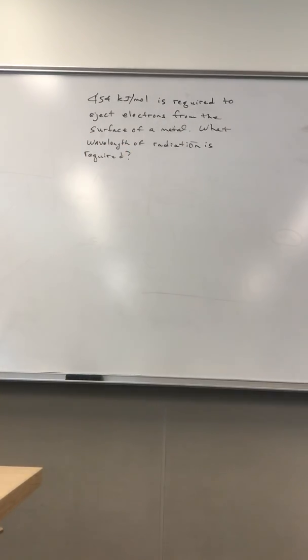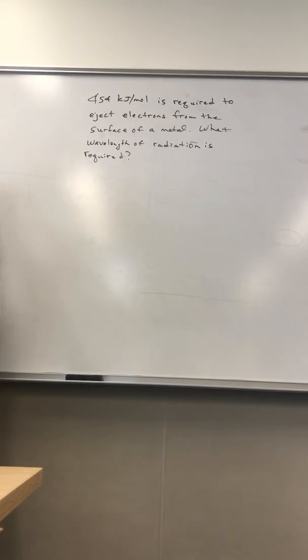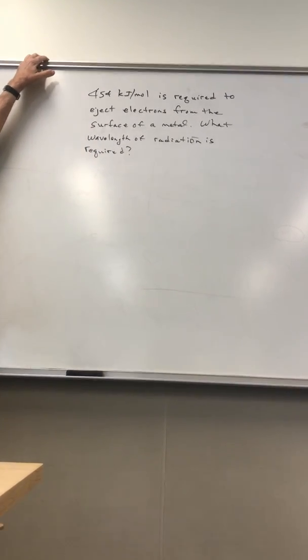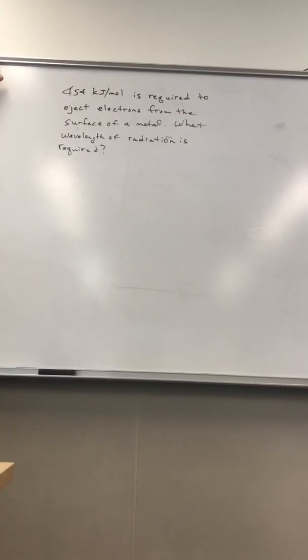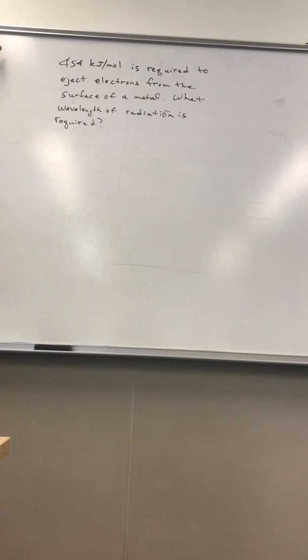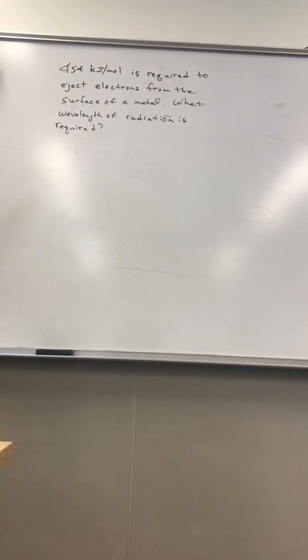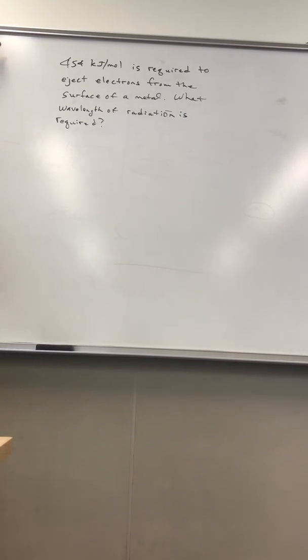So let's do that calculation. When we see a question that speaks about ejecting electrons from the surface of a metal, we're speaking about the photoelectric effect, where we shine a light source on the surface of a metal and the electrons are released. That's what Einstein studied to come up with the concept of photons.